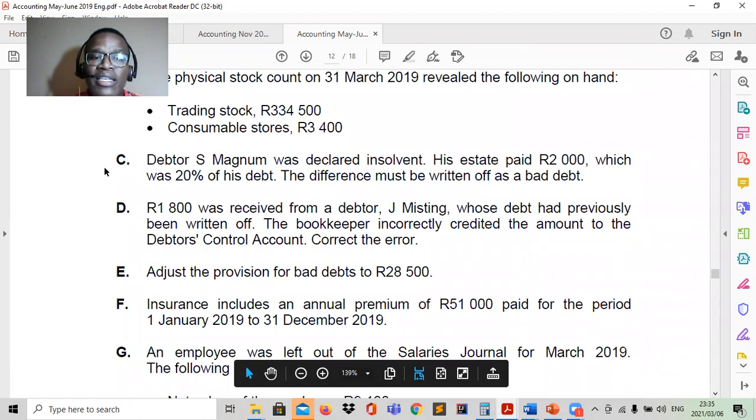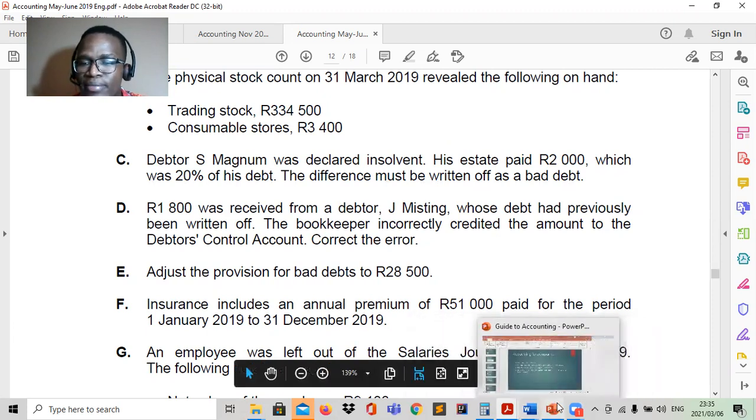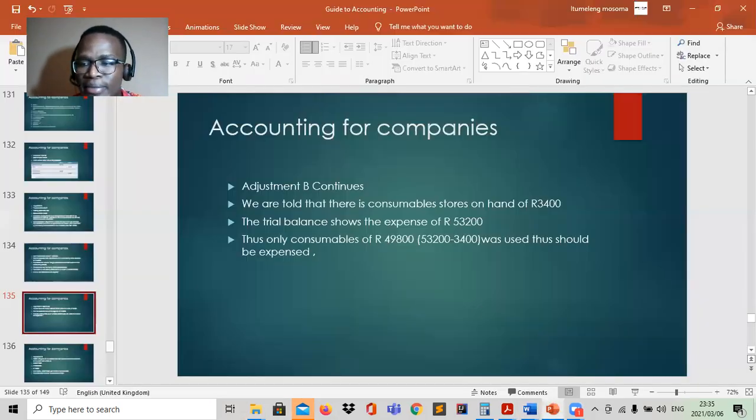The next adjustment is adjustment C. We are told that the debtor S. McNam was declared insolvent, right? His estate paid 2,000, which was 20% of his debt. The difference must be written off as bad debt. So what we can take from there, let's go to the slide.